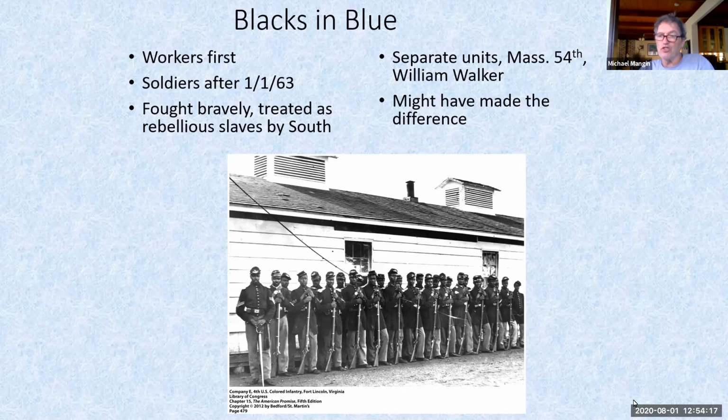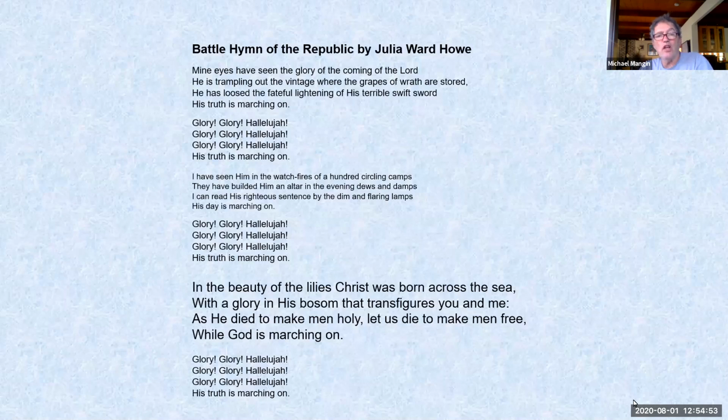had his soldiers stack their rifles, and he refused to fight until they got equal pay. Well, Walker was court-martialed and was executed, and 1 month after this, equal pay became the law of the land, and he got what he was after, but unfortunately, he had to sacrifice his life. They might have made the difference, but no one really knows. So the blacks in blue ended up being the subjects of an army of liberation.